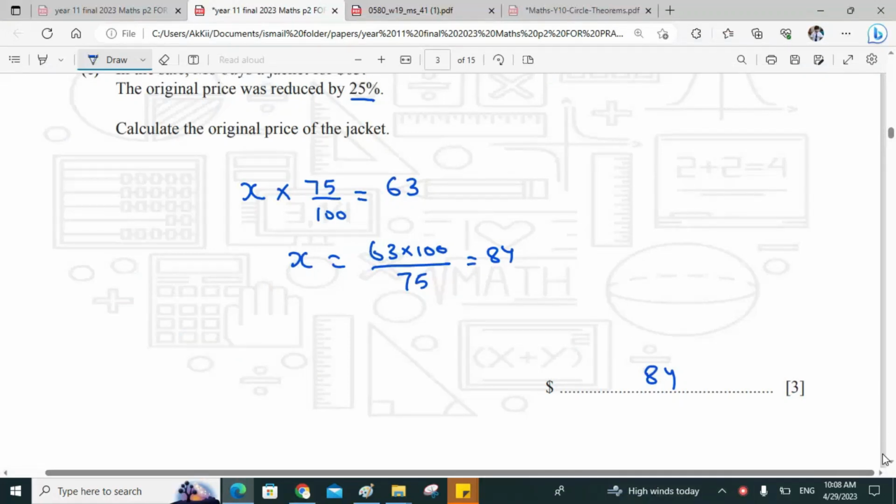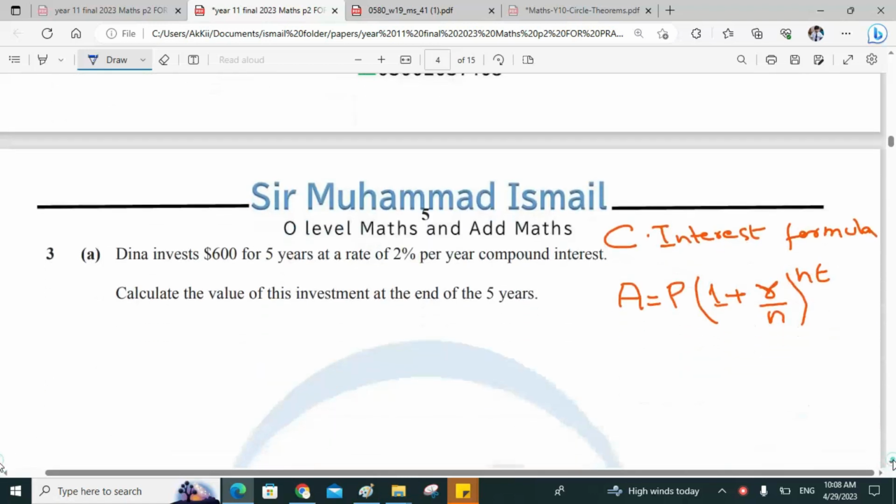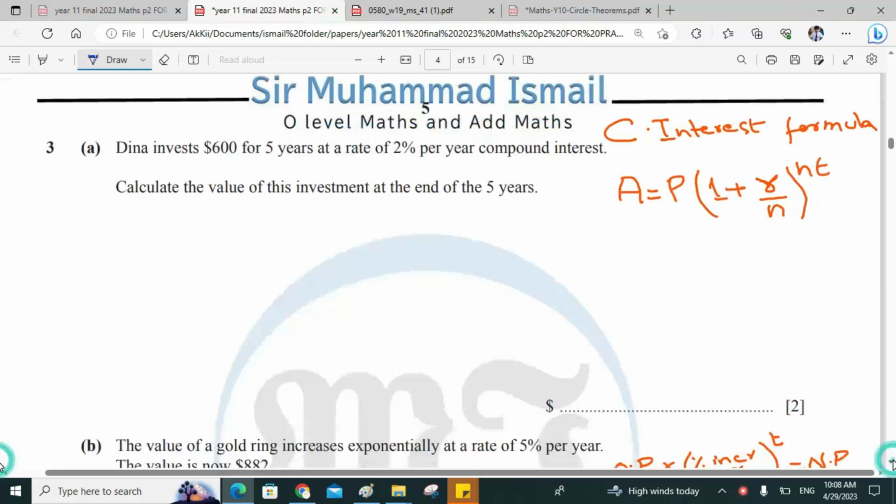Now up till here we have done the question. Let us continue. Now this question is about compound interest. Right. Tina invests $600 for 5 years at a rate of 2% per year compound interest.